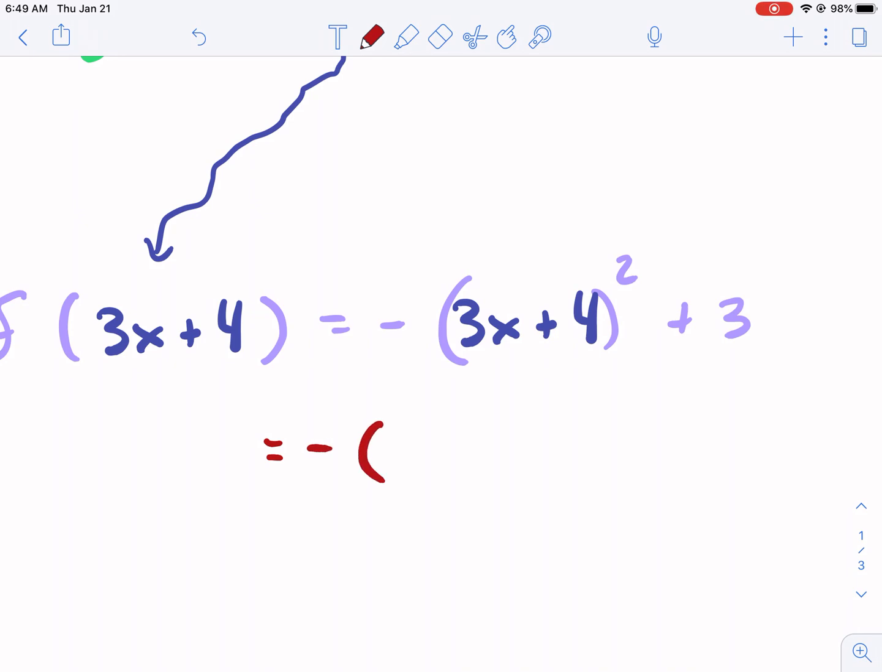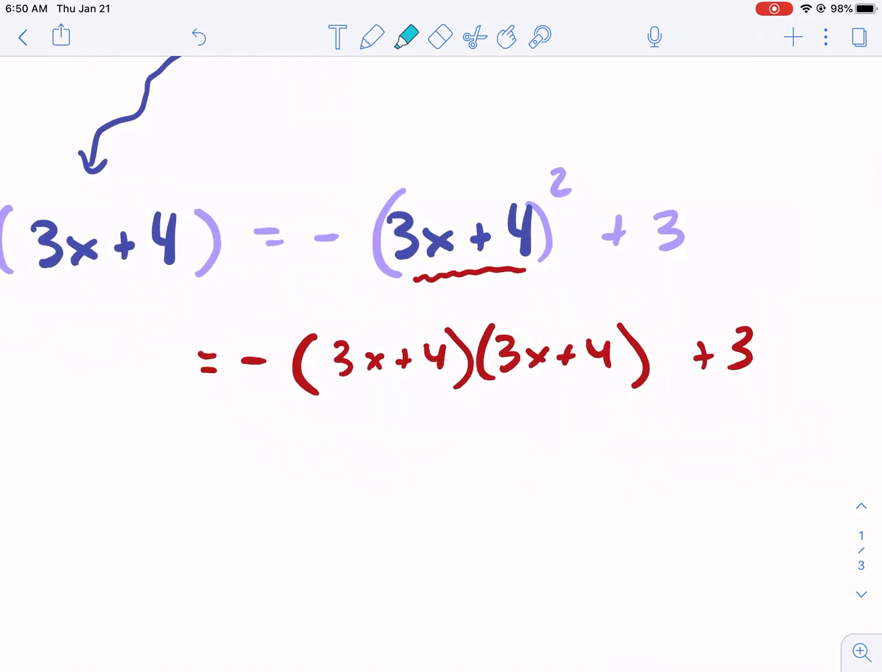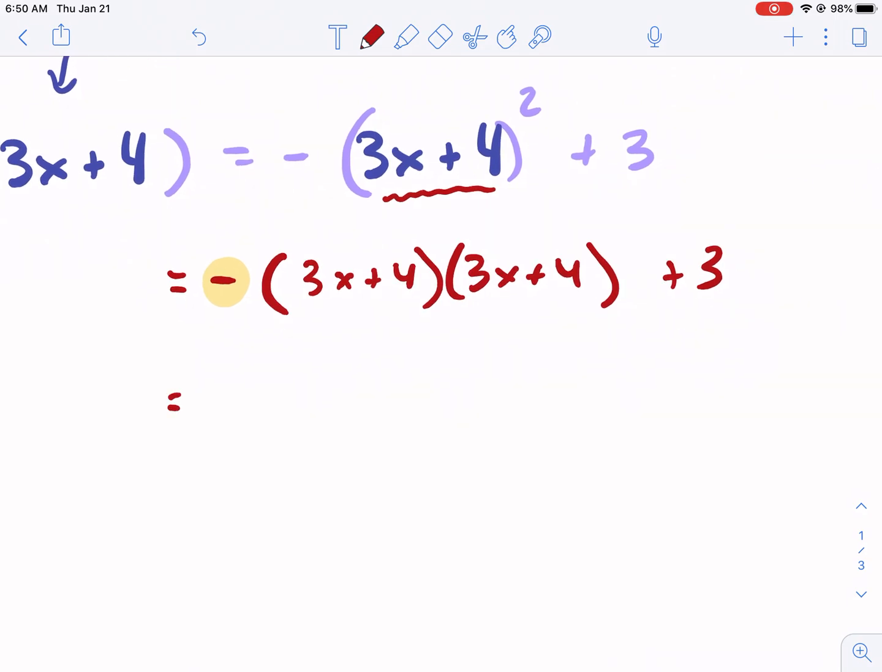We have this negative, and I like to do this anytime I have a binomial. This is a binomial, 2 terms, 1, 2. Squared, I like to write it out like this: 3x plus 4 times itself twice, 3x plus 4. And then I add that 3 at the end. This negative, I'm going to save for last. If you get this, you know how to do this, you can just stop this video right here, but I'm going to show you how to do this in case you don't know.